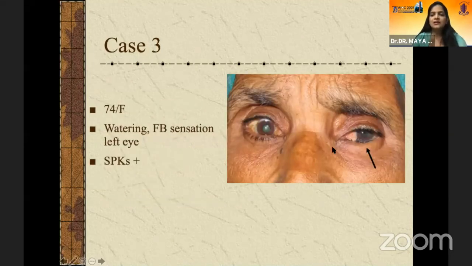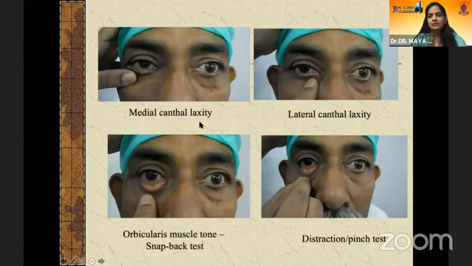So the third case, this is a lady presenting with watering and foreign body sensation. And here you can see that the lid margin is inverted and the lashes are rubbing onto the cornea. So this is a lower lid senile entropion. Here you have to do certain tests like assessment of the medial canthal laxity by pulling the lid laterally. And if the punctum is pulled till the medial limbus, it is called lax medial canthus. Lateral canthus laxity can be depicted by rounding of the lateral canthus and pulling of the lateral canthus till the lateral limbus. Then you have to judge the orbicularis muscle tone by snapback test.